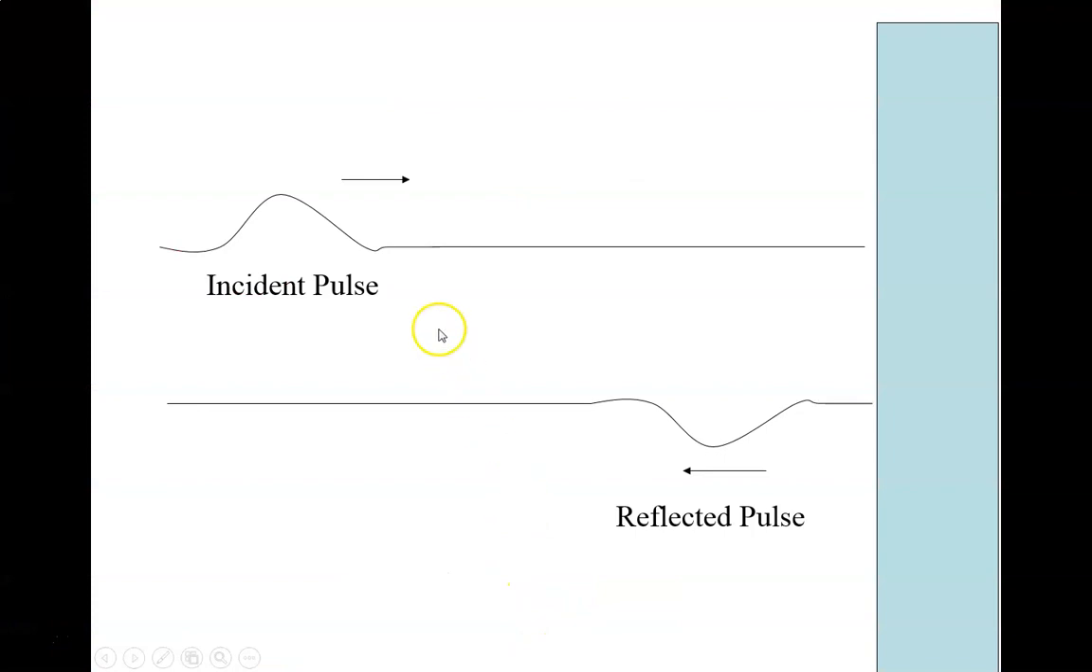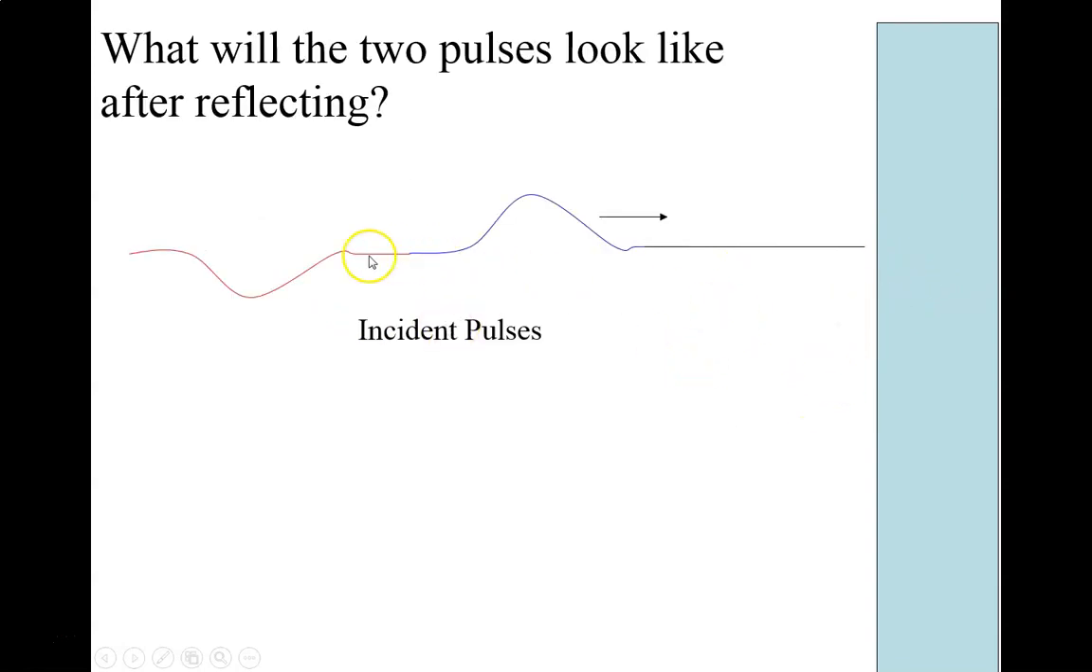Now we just saw that if you sent a pulse and it met a rigid object like a wall, when it reflected back, the pulse is going to be inverted. So here, what are these two pulses? I've got a blue and a red pulse, and they're going to hit that wall and get inverted, and then they're going to be traveling back this way. What is that going to look like?